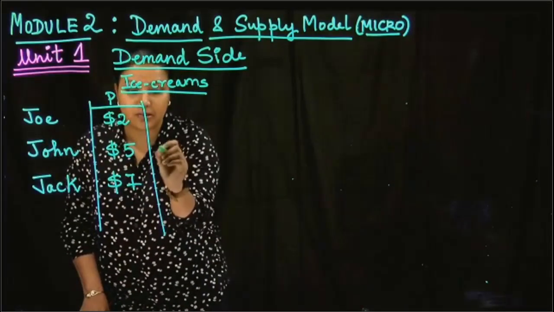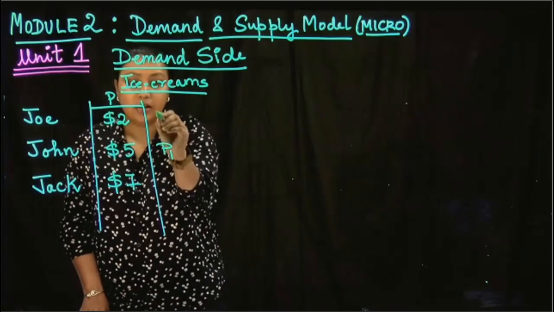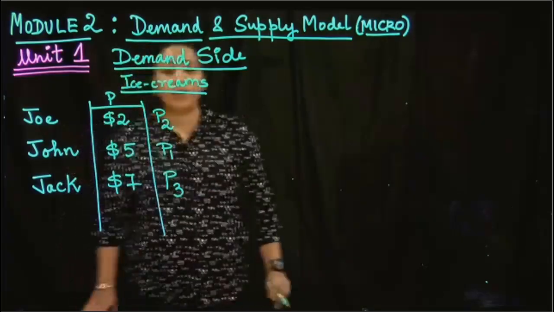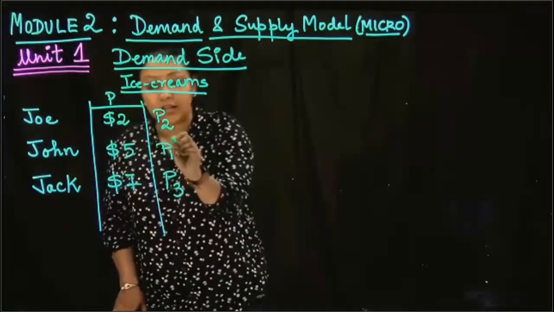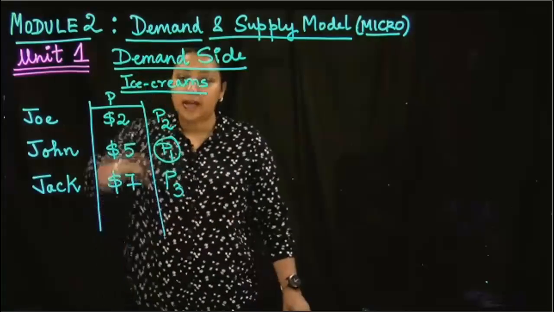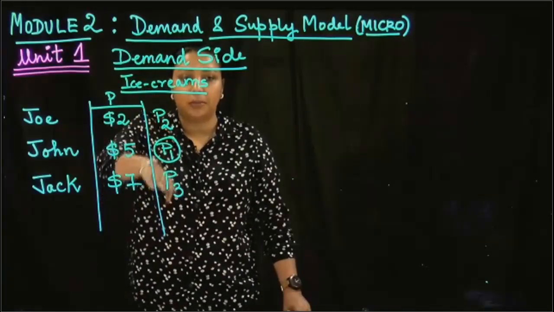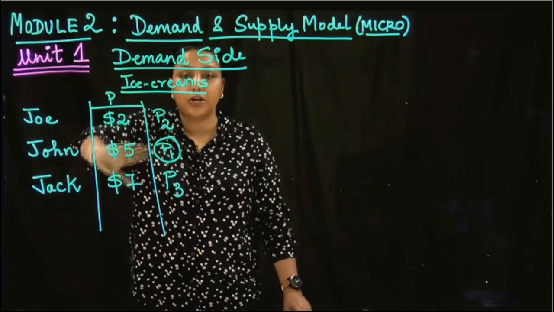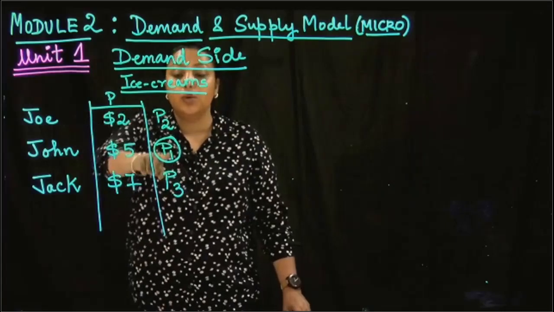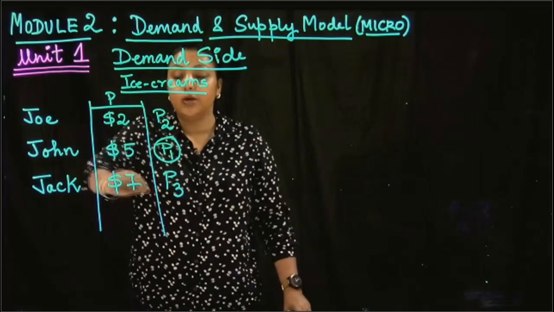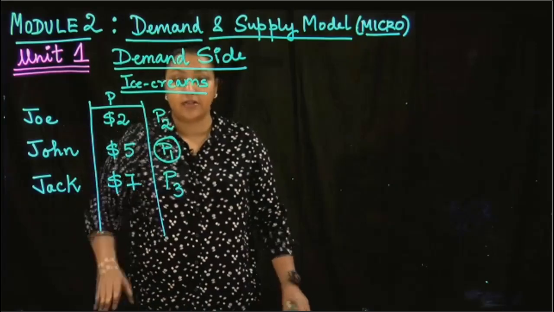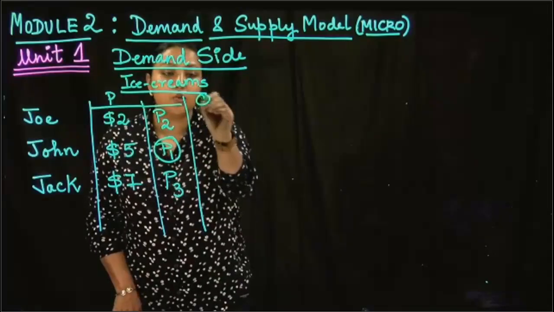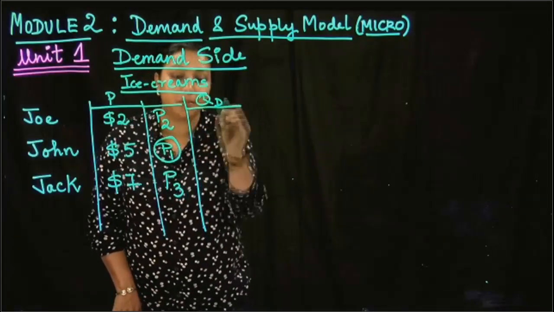Let's call this price P1, let's call this P2, and let's call this P3, right? So that means the initial price is P1, and then we have two other price points, P2 and P3. So when the movement is from P1 to P2, you can clearly see that we are talking about a decrease in price. When the movement is from P1 to P3, we are clearly talking about an increase in price. Now at these three price points, let us see what is the quantity demanded by these three buyers.